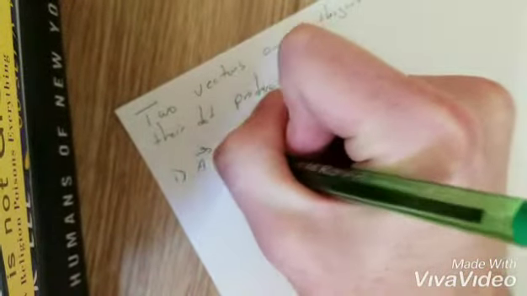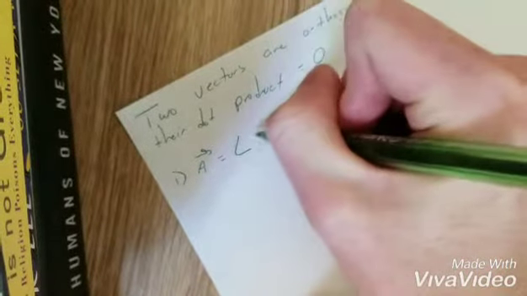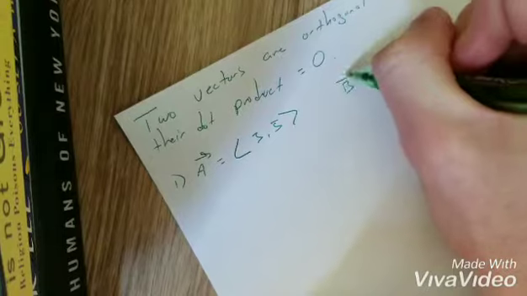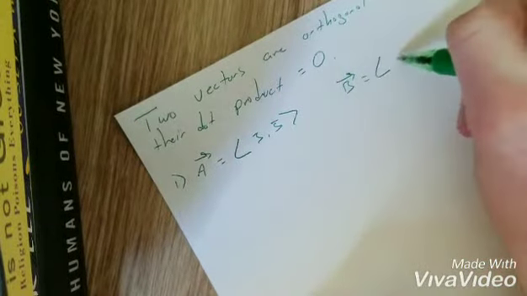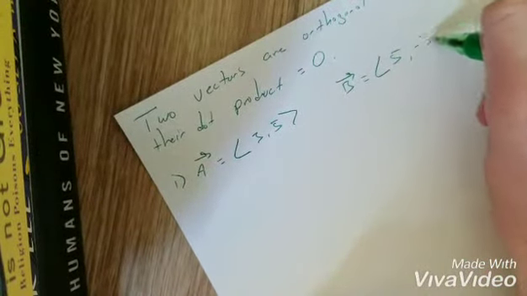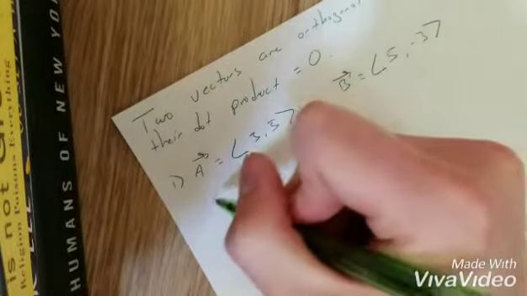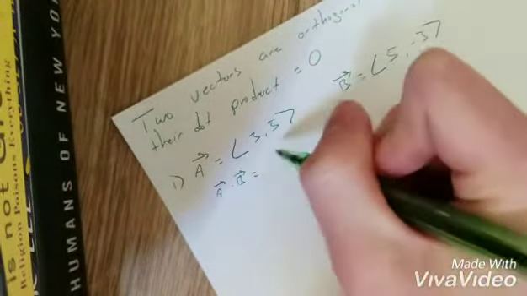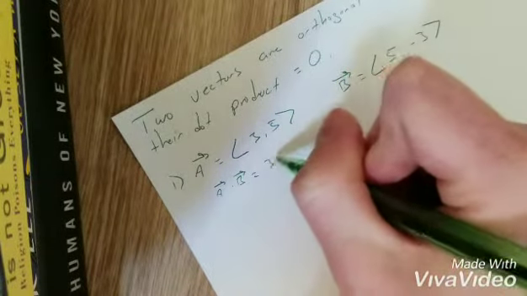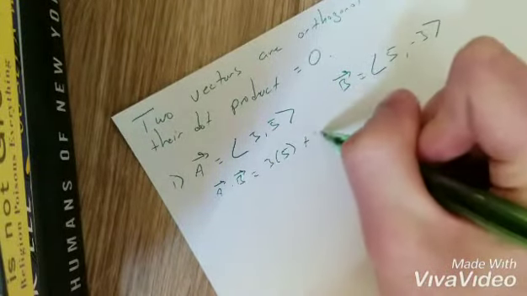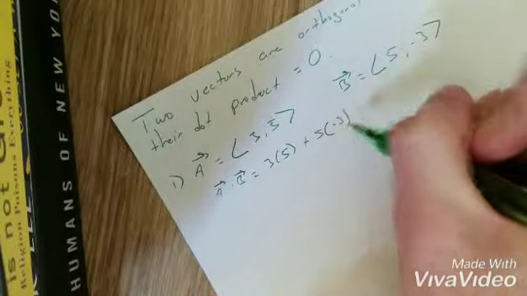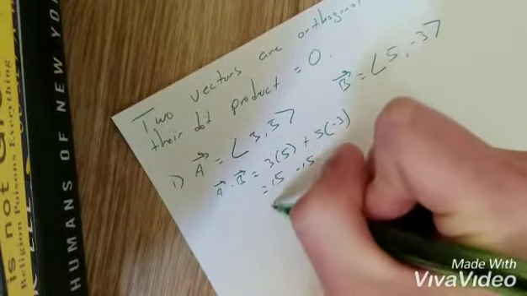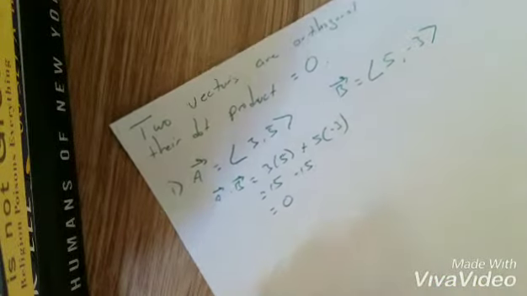So we have vector A, say (3, 5), and vector B, say (5, -3). Okay, so taking their dot product, we have 3 times 5 plus 5 times -3, which equals 15 minus 15, which equals 0.